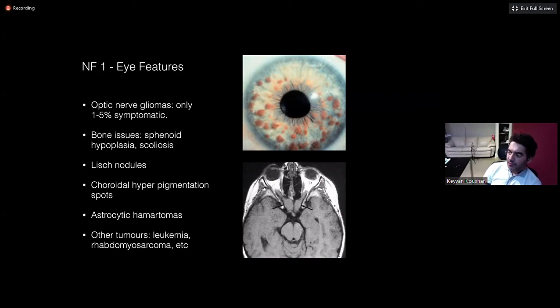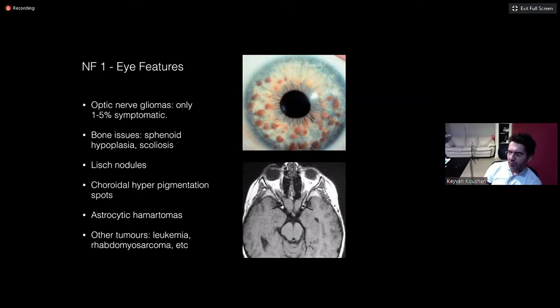So optic nerve gliomas are not very symptomatic. Sometimes some people don't do an MRI on this person because they say, what am I going to do about it? And it doesn't cause any trouble. You have sphenoid hyperplasia. This is a very exam favorite issue in neurofibromatosis. You get sphenoid hyperplasia, scoliosis, Lisch nodules that we just talked about.